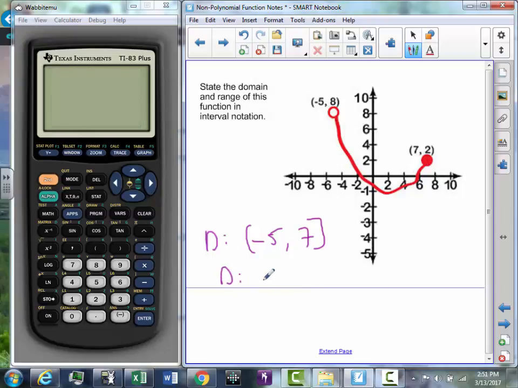Honestly, this is the exact same thing as -5 less than x less than or equal to 7. It means the same thing. It's just that this one is the shorter notation.